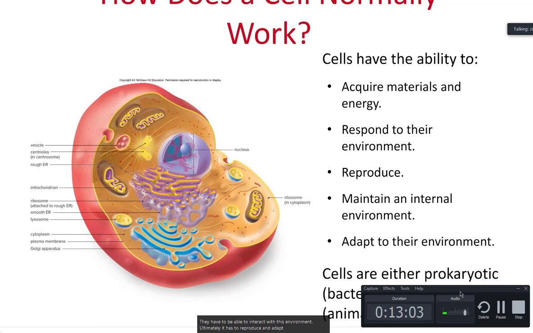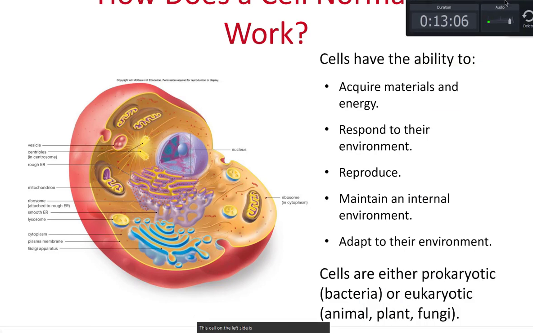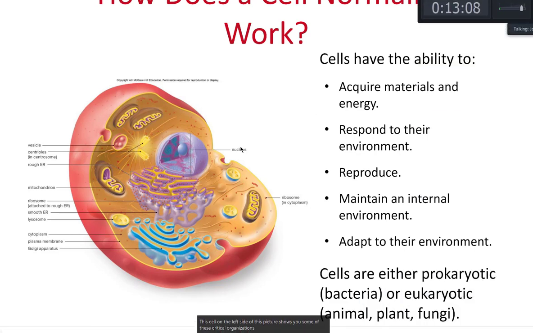And this cell on the left side of this picture shows you some of these critical organelles. These organelles are the machinery the cells require to perform their function. So you have the nucleus, that's for DNA, you have ribosomes, mitochondria, the lysosomes, the cytoplasm, the Golgi apparatus, but each of these structures has a dedicated role it plays for the cell.